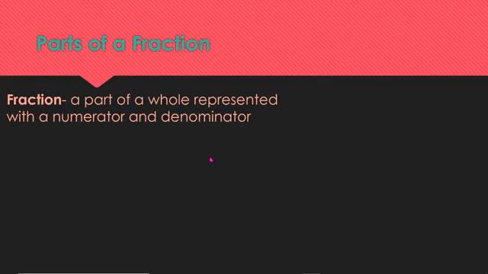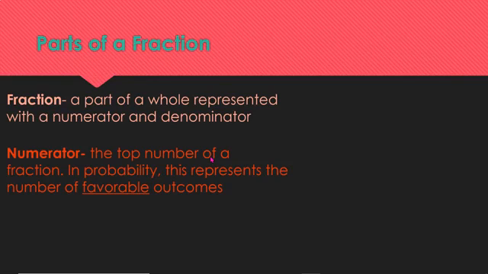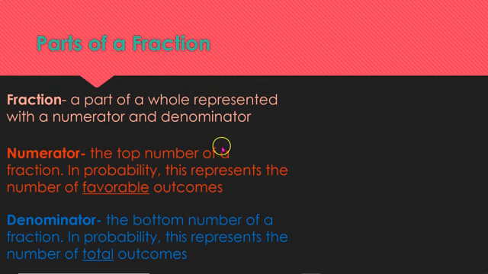A fraction is a part of a whole represented with a numerator and denominator. The numerator is the top number of a fraction. In probability, it represents the number of favorable outcomes. That means it's going to show how many chances our outcome has of occurring. The denominator is the bottom number of a fraction. In probability, it represents the number of total outcomes.